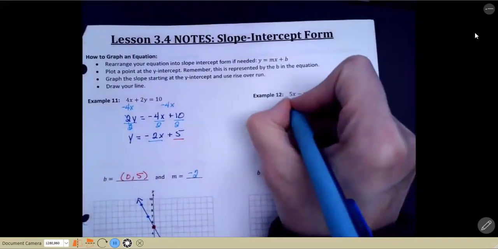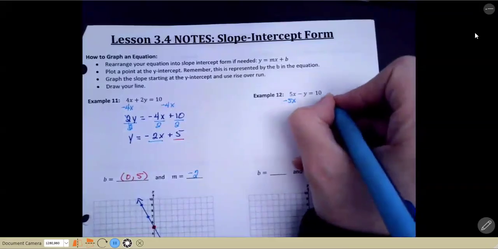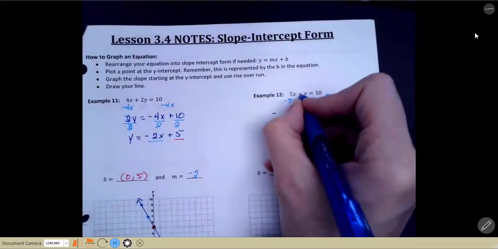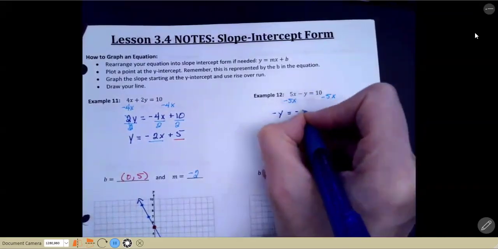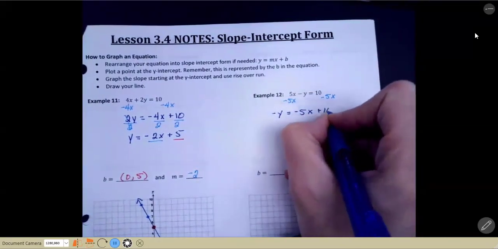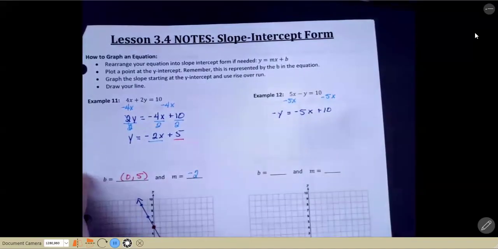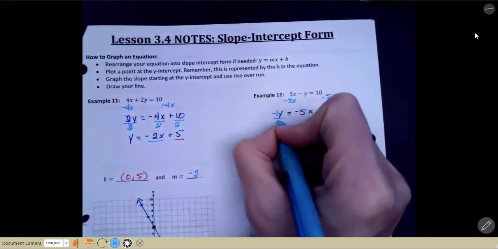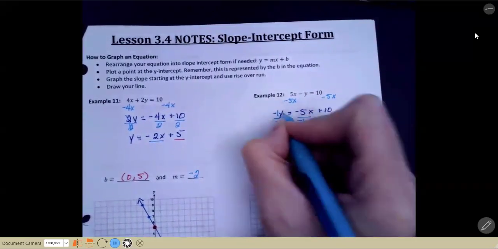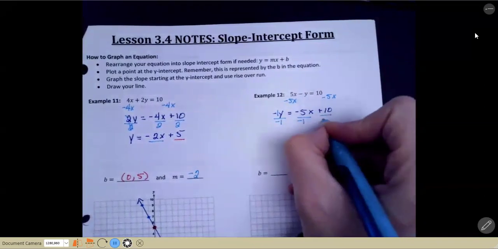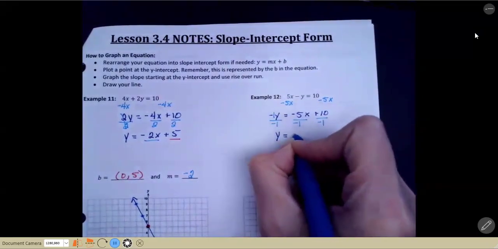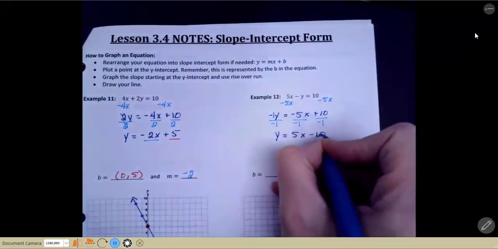So again, I'm going to subtract 5x on both sides and then rewrite my equation. Don't forget the negative in front of the y. Now our y is negative. That is just the same as having a negative 1 in front of it. So now I need to divide everything by a negative 1 because we can't have a negative y. Okay. And so my final slope-intercept equation is y equals 5x minus 10.